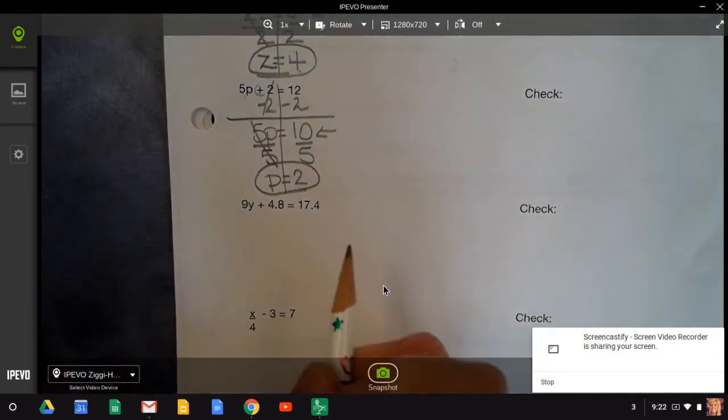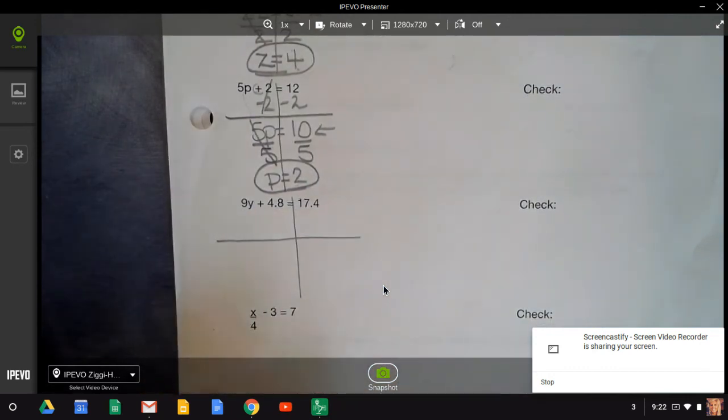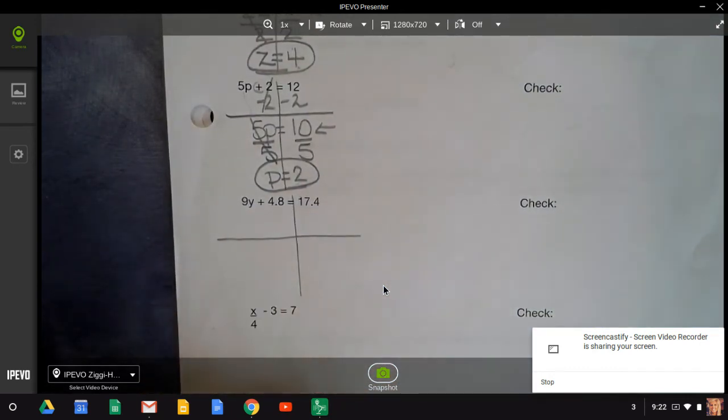Alrighty. Next one, a little bit tricky because we have some decimals involved. Not to be worried. We're going to use the same concept.